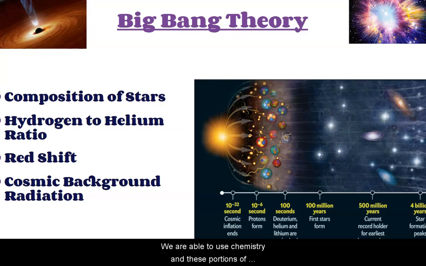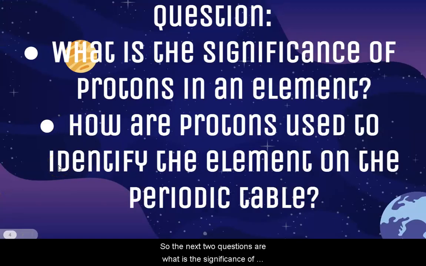We are able to use chemistry and these portions of chemistry to really dive deep and look at the Big Bang and the origin of the universe. Very cool. So, the next two questions are, what is the significance of protons in an element? And how are protons used to identify the element on the periodic table? So, let's dive in.